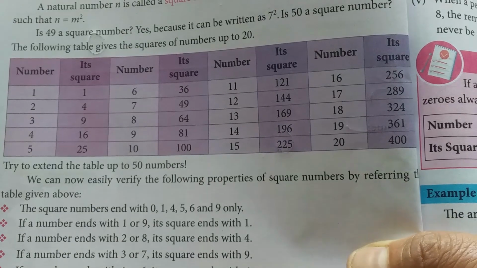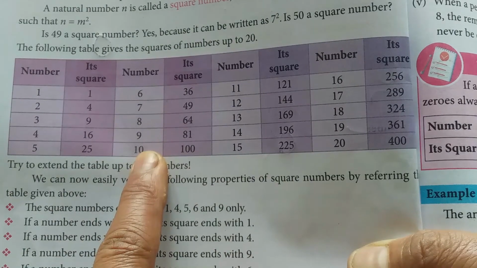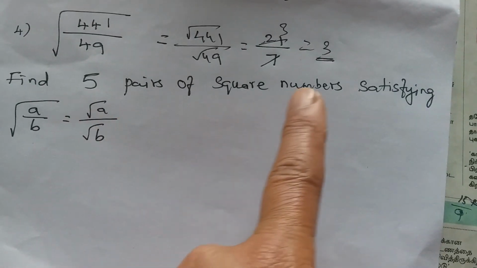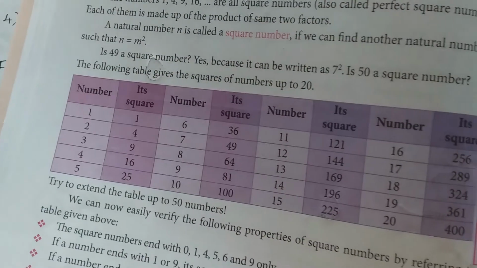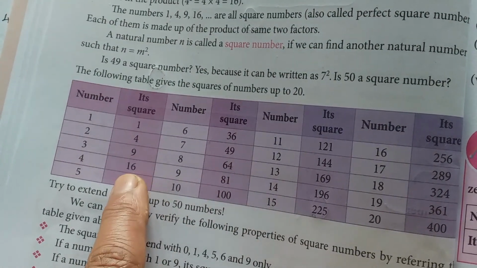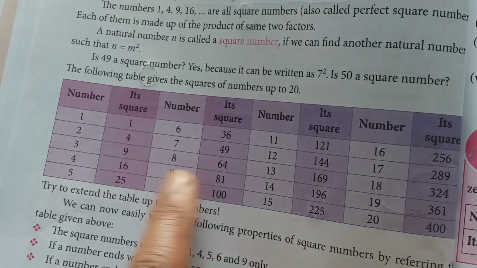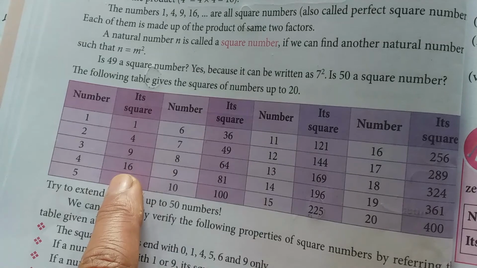Now your worksheet is: take help from the square table given in the book and find 5 pairs of square numbers satisfying this property, root of a by b is equal to root a by root b. You can use this and find out. For example, you can take root of 64 by 16. Both should be square numbers and both the numbers should be divisible by each other. 64 is divisible by 16.